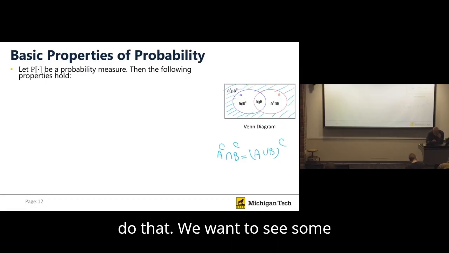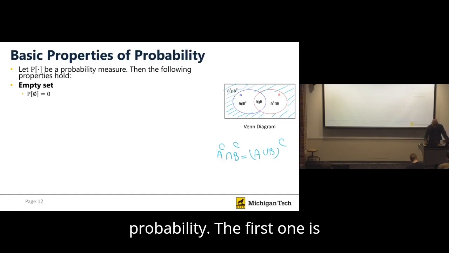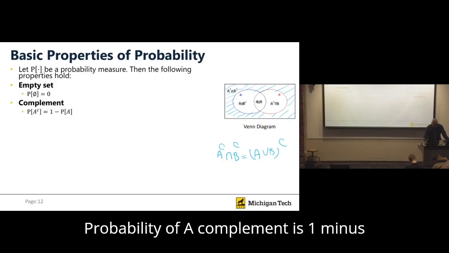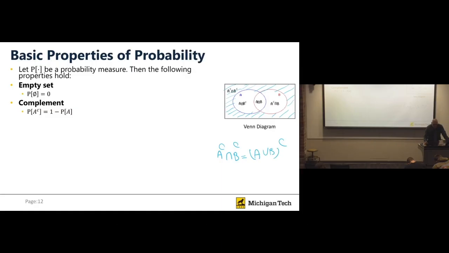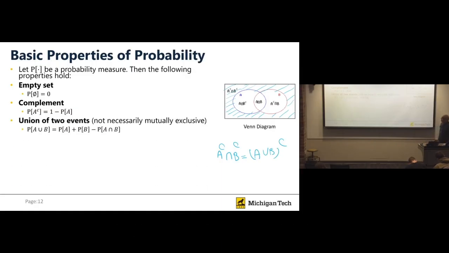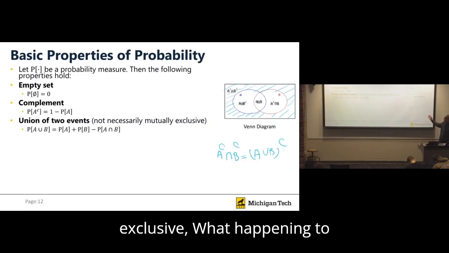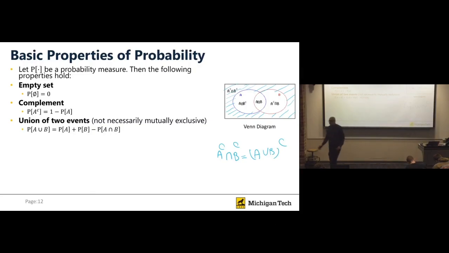We want to see some other properties of probability. The first one is that the probability of the empty set is 0. It's normal, not very complicated. The probability of A complement is 1 minus the probability of A. We already talked about that, complement probability. But the new one is this one. If two events are not mutually exclusive, what happens to the probability of A or B? That's the formula.